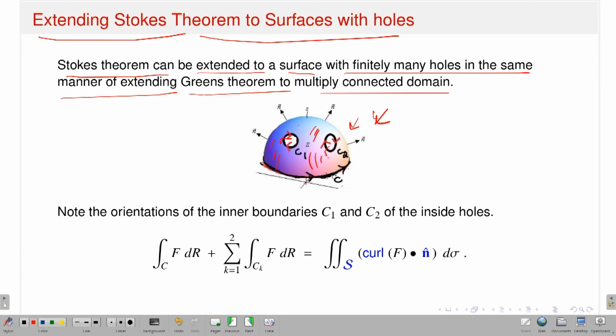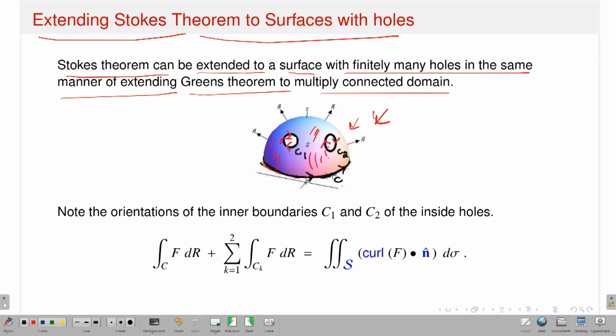So the given orientation of my smooth surface will induce an orientation on the boundary. For this kind of surface, the outer boundary has the counterclockwise direction, and the inner boundaries C1 and C2 are given the clockwise direction.